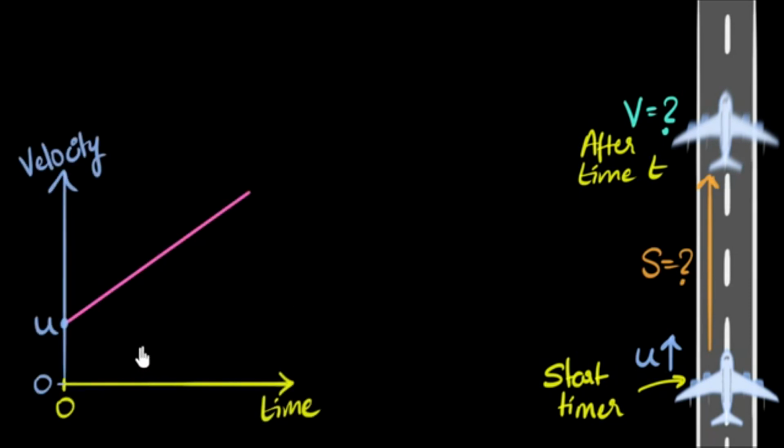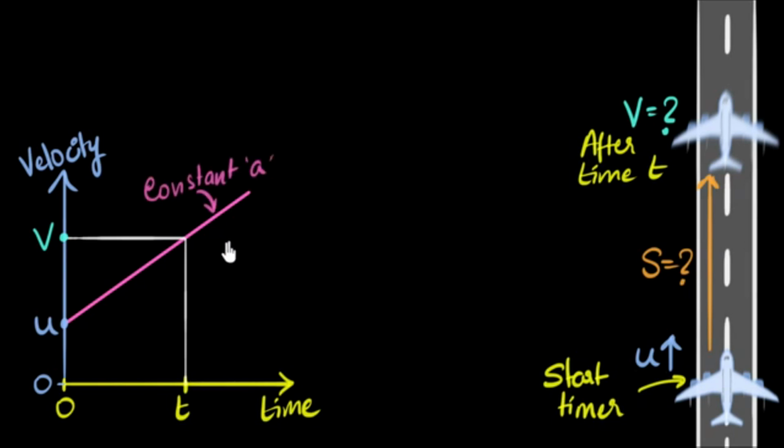Look at this graph. It's also telling us the same story. When we start our timer, that's when time is 0, the velocity of the aeroplane is u. And after time t, the new velocity of our aeroplane is v. And a very important thing to notice is because we've drawn a straight line, this means that the acceleration of our aeroplane is a constant.